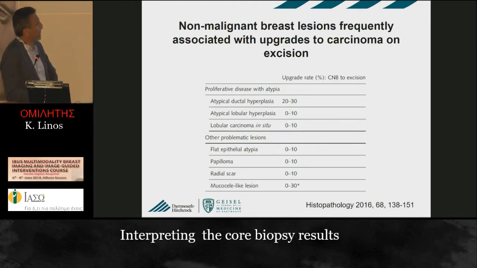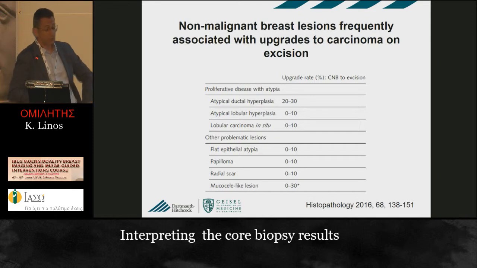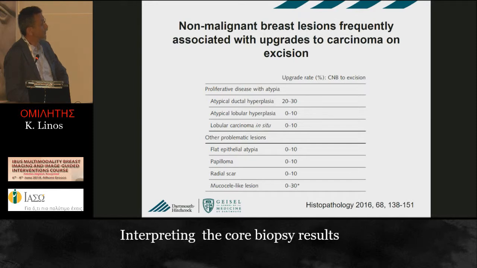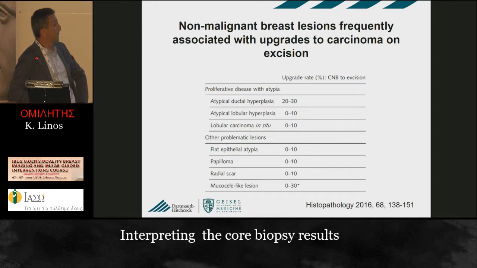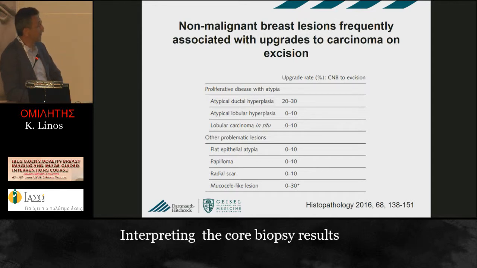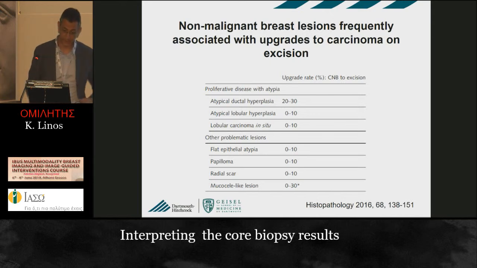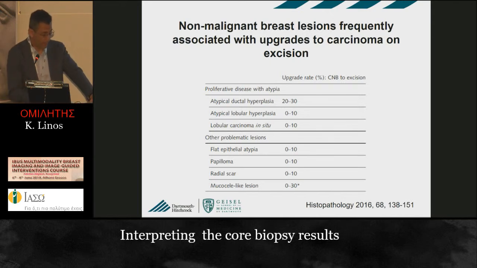Now, the non-malignant breast lesions frequently associated with upgrades to carcinoma on excision, and we're going to talk about all of these, are of course atypical ductal hyperplasia, where the upgrade is about 20 to 30%. Then you have ALH with an upgrade of 0 to 10%, LCIS 0 to 10%, flat epithelial atypia, papilloma, radial scar, and mucocele-like lesions. We're going to talk about all these lesions, what data we have regarding the chances of upgrade, and what the current management recommendations are.